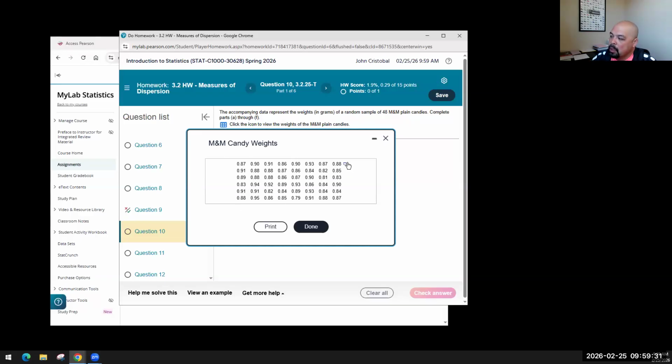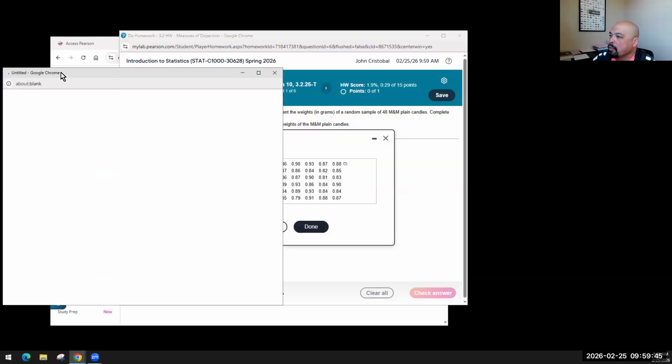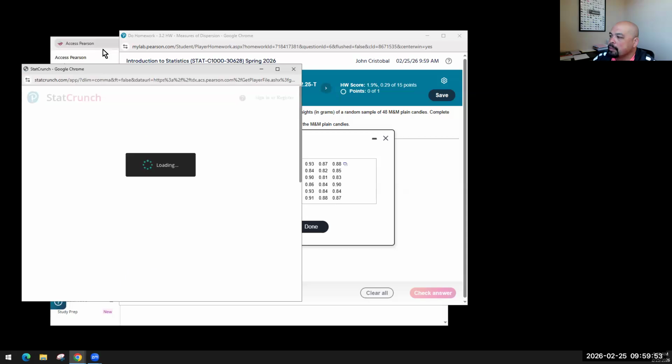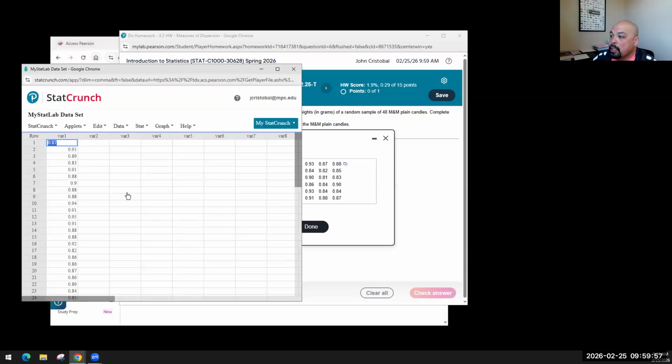In the upper right corner here, we can copy or open this data in Excel, or copy to a clipboard if you want to put it in a different program, but we're going to do StatCrunch, right? Our course is built on StatCrunch, so we can do StatCrunch. Now it's opening that for me. All right, so here's all of our data.